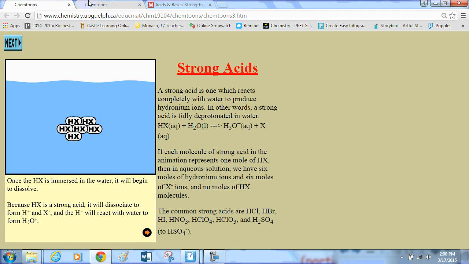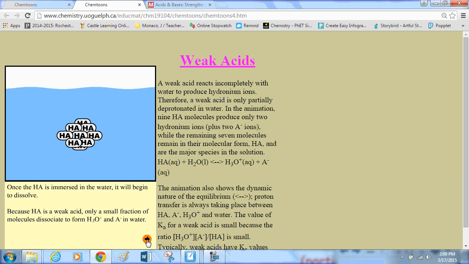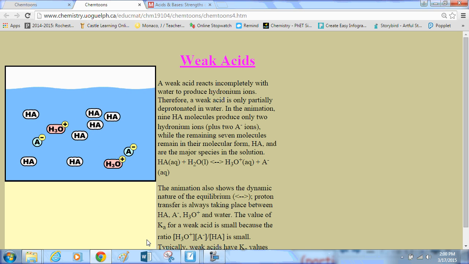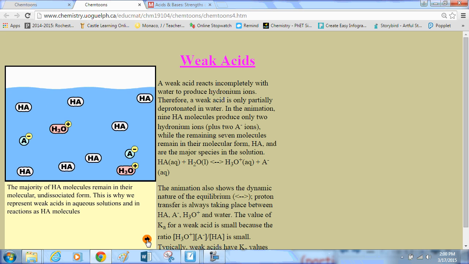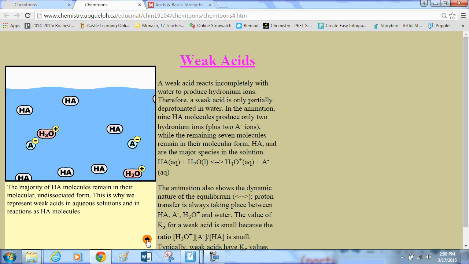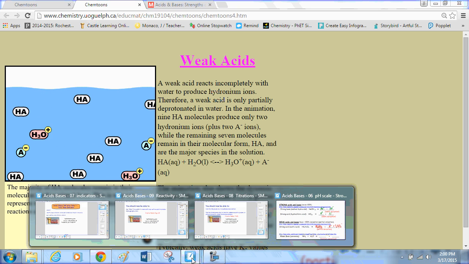Okay, rewind that one. Now let's look at the situation where we have a weak acid. If I add a weak acid to water, some of these things are going to dissolve just like regular, and others are going to ionize, dissociate like strong acids would. So the reason that it's a weak acid is because not all of them dissociate. Okay, so that's the difference between a strong acid and a weak acid.